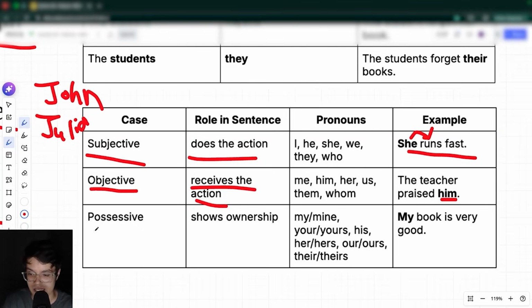Then finally, possessive. I have a whole other video about specifically possession, but this can also work for pronouns. So if something owns something else, like if I own a mouse, a keyboard, a computer, that would require a possessive pronoun. So my, mine, your, yours, his, her, hers, our, ours, their, theirs. My book is very good.